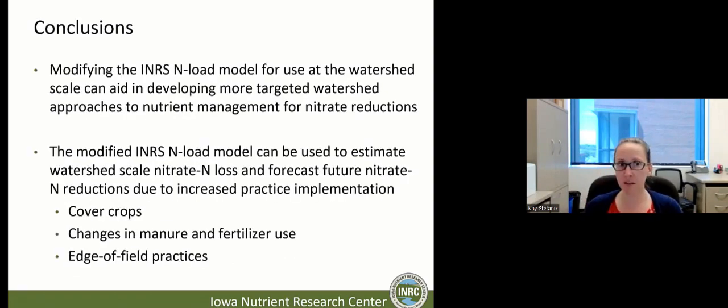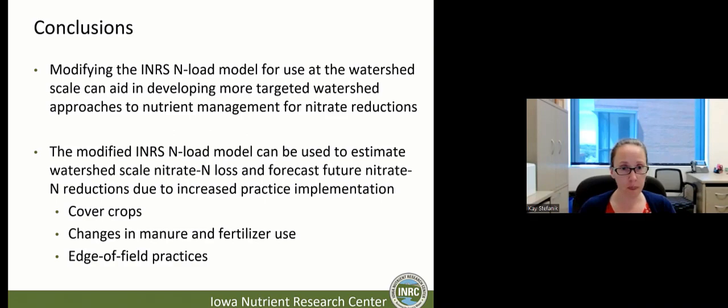And some conclusions from this. So modifying the INRS end load model for use at the watershed scale has the potential to aid in developing more targeted watershed approaches to nutrient management for nitrate reductions. One thing I forgot to mention is that showing that we have a good comparison between our model and what came out of the WRTDS model lends additional support to the output that we were getting from the original end load model that was used in the Iowa nutrient reduction strategy.